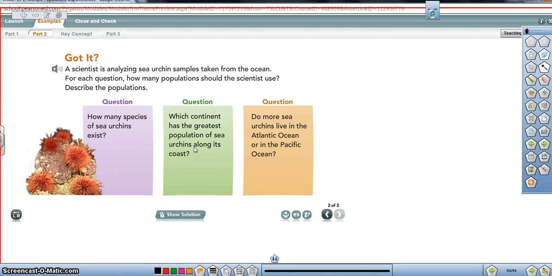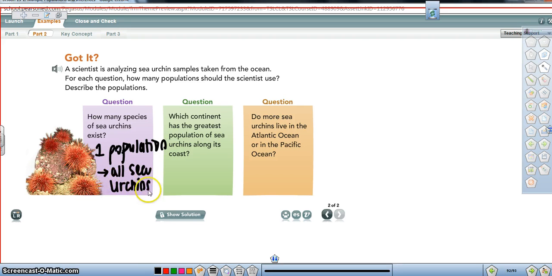How many species of sea urchins exist? Well, this would be considered one overall population. We're looking at all of the sea urchins. And then we are figuring out what types or what kinds we have.